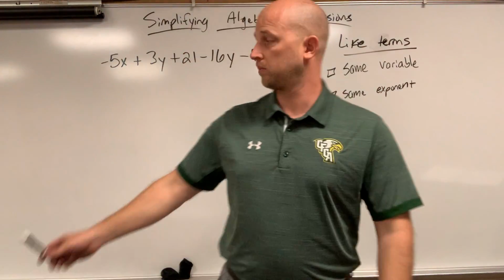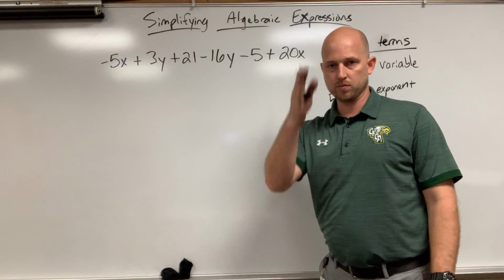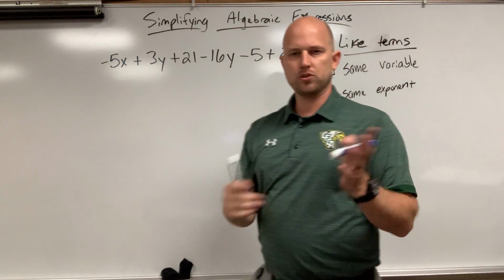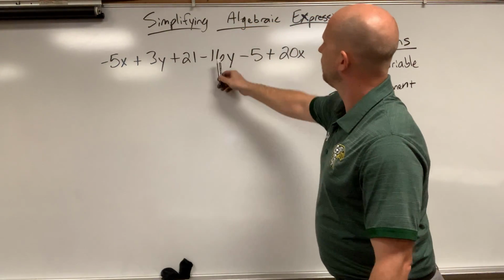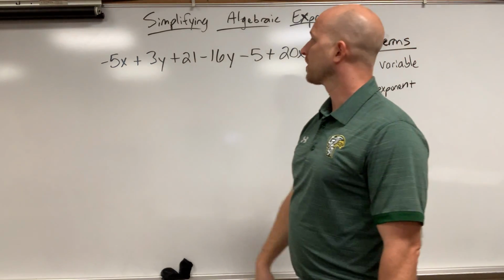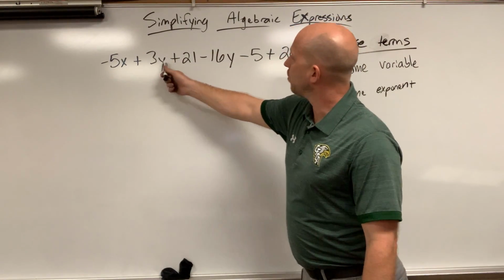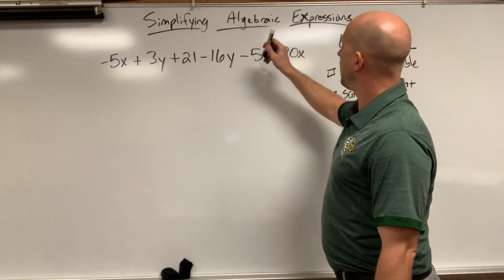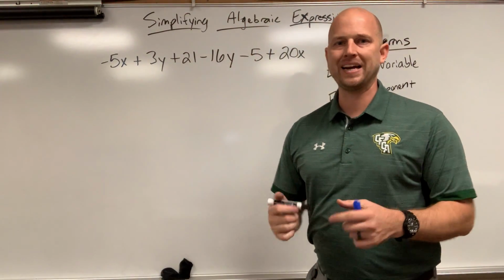So let's count the terms. Remember, everywhere you see a plus or a minus, it kind of cuts between the terms. 1, 2, 3, 4, 5, 6 terms, okay? And again, look at your variables and constants. You have an x, a y, a constant, a y, a constant, and an x. Okay, so that's what we're dealing with, so let's start combining them together.